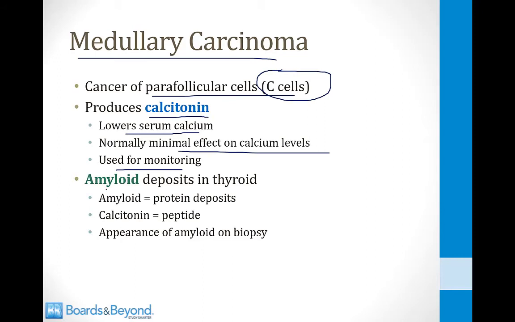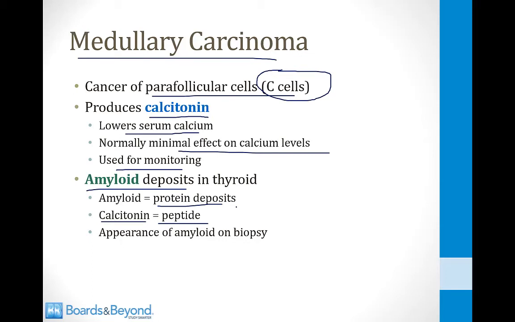And a very high-yield thing to know about medullary carcinoma is that on biopsy, when you examine these cancers under the microscope, you will see amyloid deposits. So amyloid is a collection of proteins, and calcitonin is a peptide or protein hormone, and it can deposit in these tumors and show amyloid under the microscope.